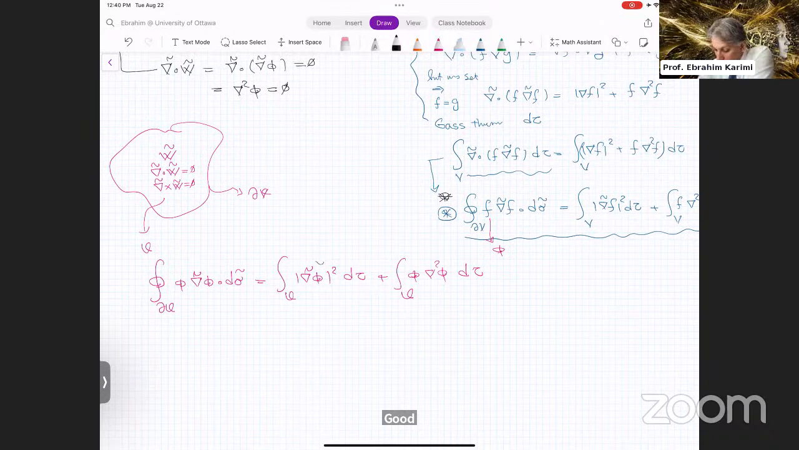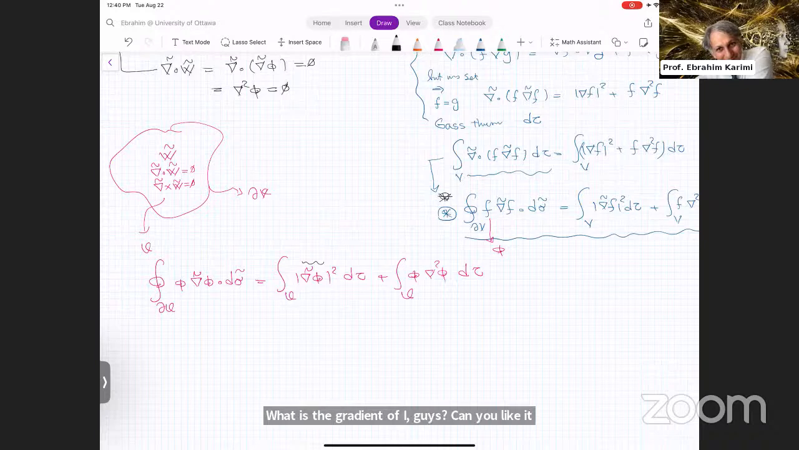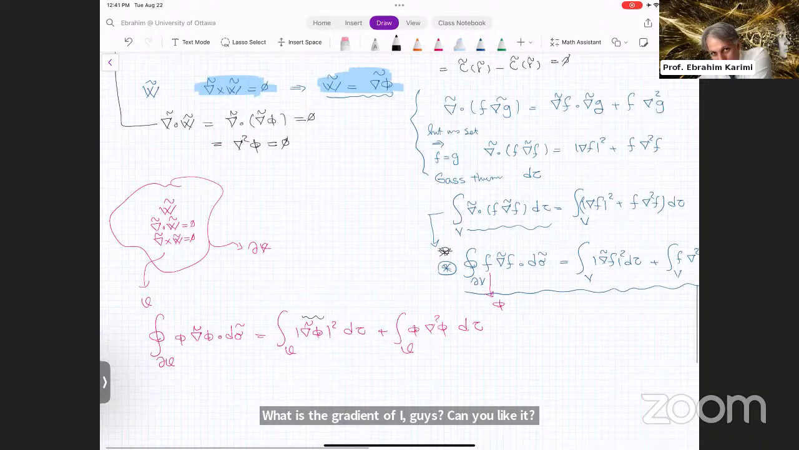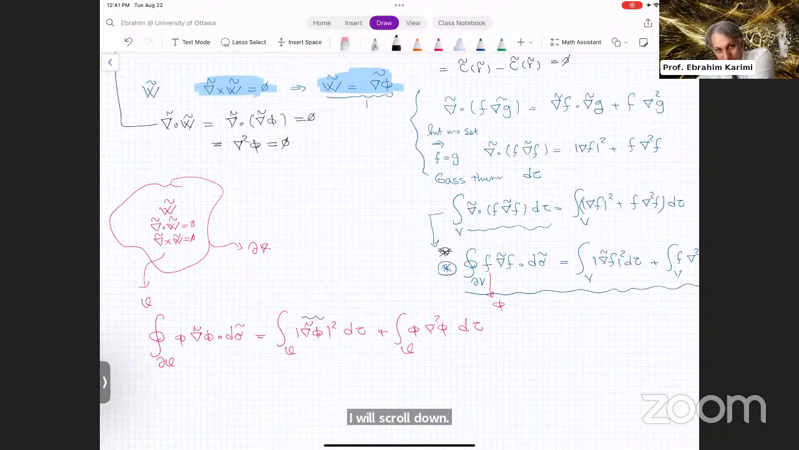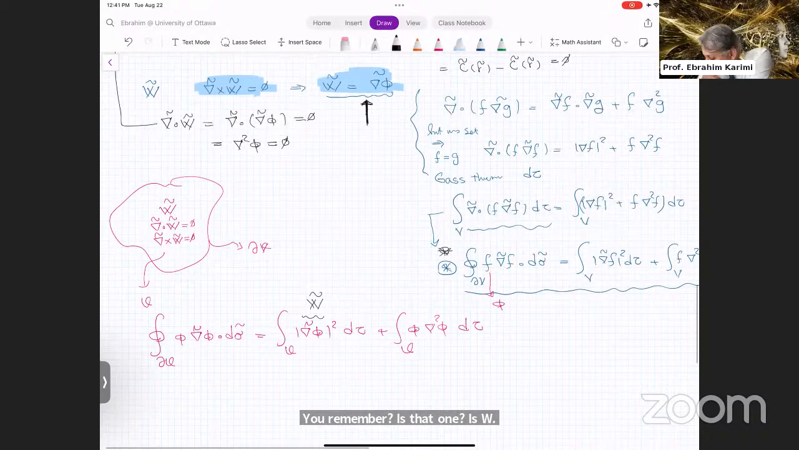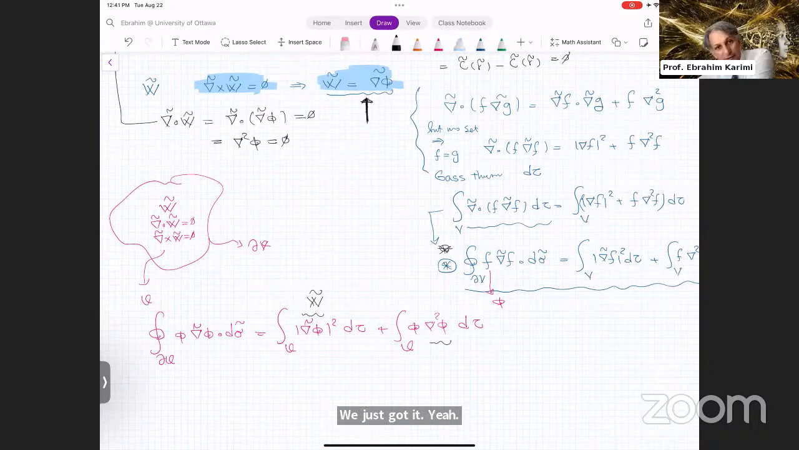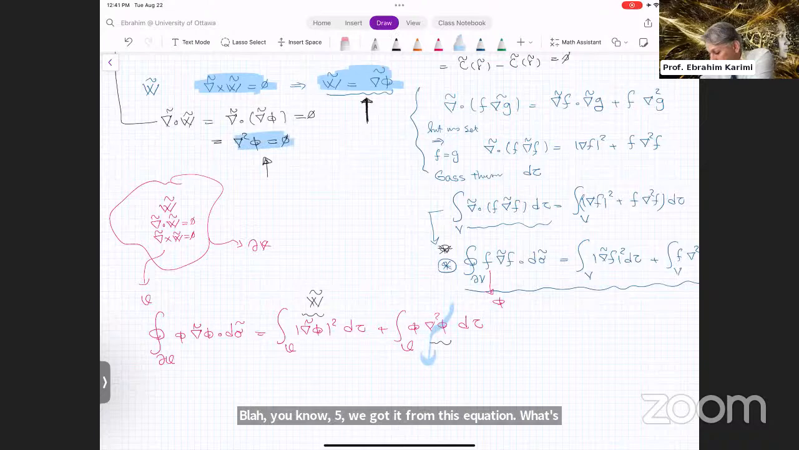What is the gradient of phi, guys? Can you write it down? What is the gradient of phi here? Do you remember? It is W. We just got it here, right? What is the Laplacian of phi? We got it from this equation. What's that? It is 0. So that is equal to 0.